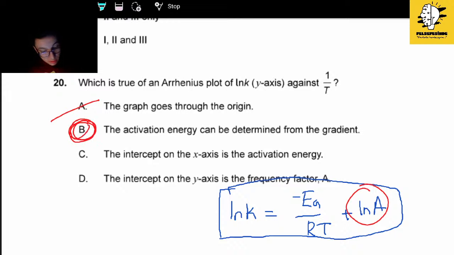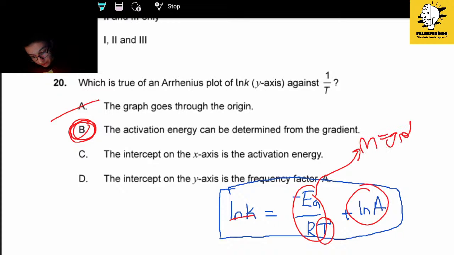Do you know why? Because if we plot ln k against 1 over T, we already have ln k here, and this is the 1 over T. So negative activation energy over R would give us our m, meaning the gradient. And since R is a constant, multiplying the gradient by negative R would give us our activation energy. So this is that easy.